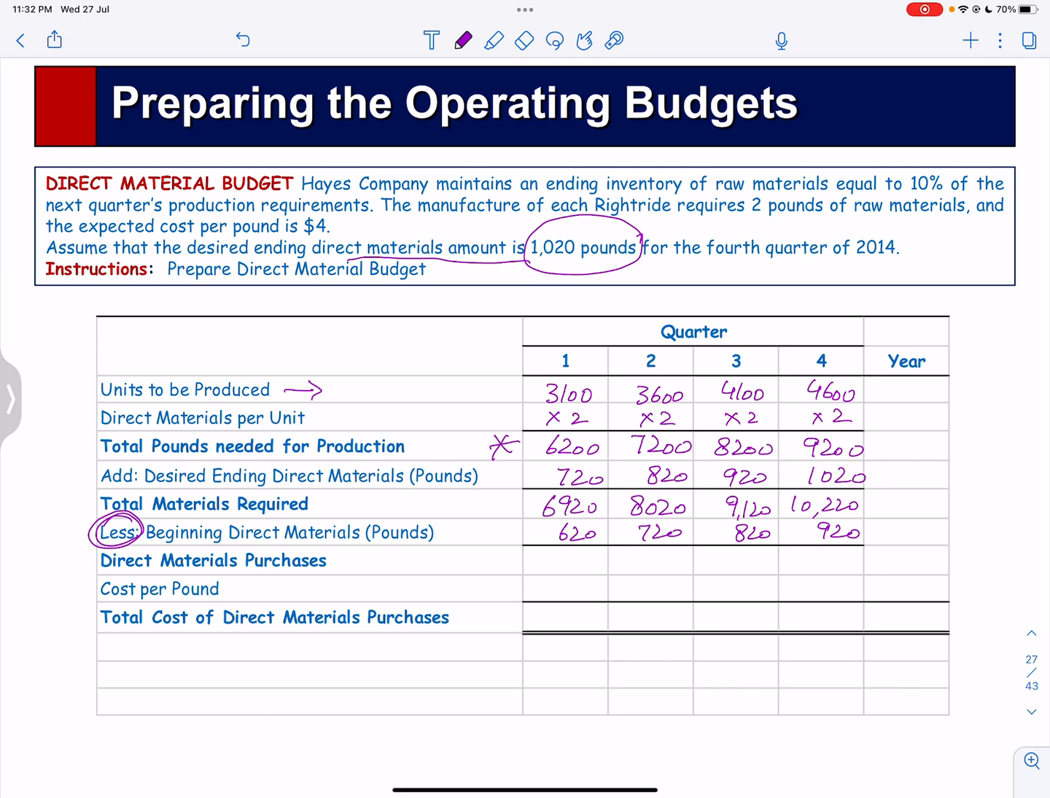So the direct material purchases will be, we are going to subtract these values. So this is 6300, 7300, 8300, and then 9300. And they say the expected cost per pound is 4. So we are going to multiply by 4 in each case, and that will give us 25,200, 29,200, 33,200, 37,200, and the total will be 124,800.